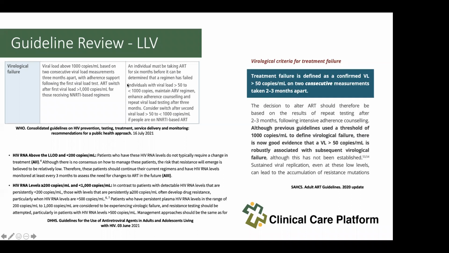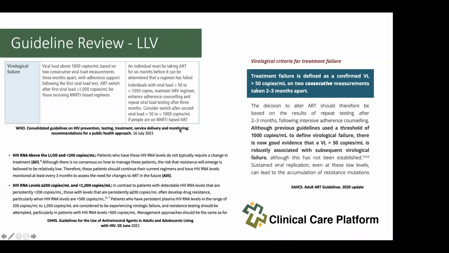But this particular paragraph there is quite important, because they would say for individuals with viral load which are more than 50 but less than 1,000, you must maintain, so they say, continue the regimen, provide enhanced adherence counseling, and repeat the viral load after 3 months, right? Then consider switching if the second viral load is still between 50 and 1,000.